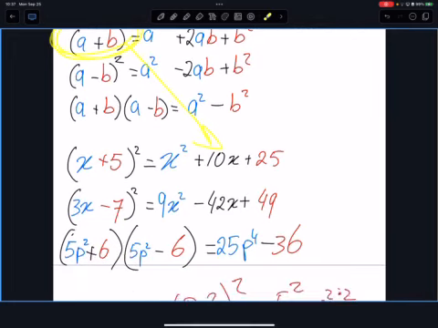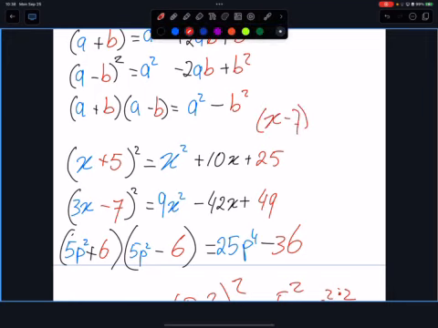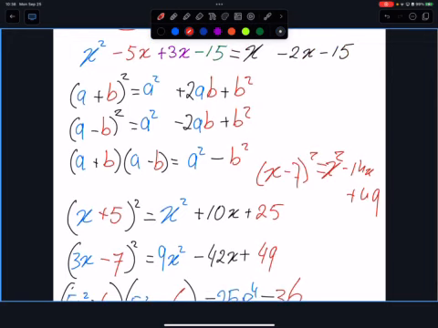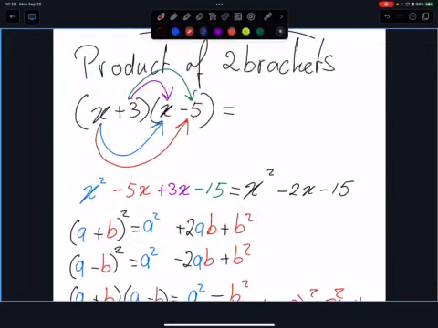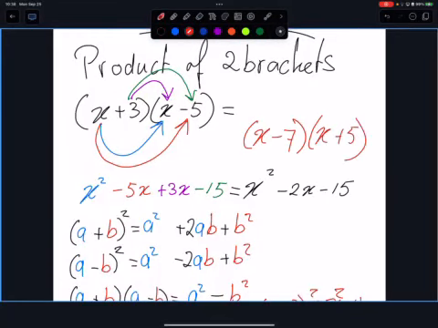So it doesn't matter if I have x plus 6, x plus 5, x plus 10. The answer is always a squared plus 2ab plus b squared. Always. So if I ever get, for example, x minus 7 squared, I can pop out the answer: x squared minus 14x plus 49. It's always this. If I have a different number, for example, x minus 7, x plus 5, it's something different. I cannot pop out the answer immediately. I have to multiply one by one before I get to the answer.